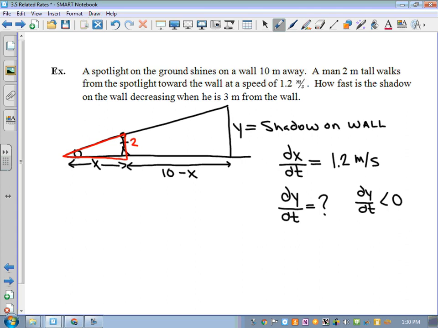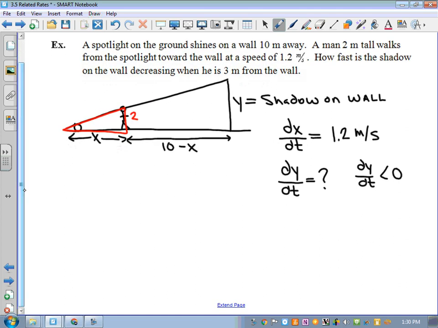Now, I always like drawing a bit of a diagram for what's going to happen at that point. And when he is 3 meters from the wall, if we look at this diagram, he's still 2 meters tall, so it's going to be a little bit out of scale. But if he is 3 meters from the wall, then he's 7 meters away from the spotlight. He is still 2 meters tall, and that's going to give us some pretty important information about how we can determine y and go from there.